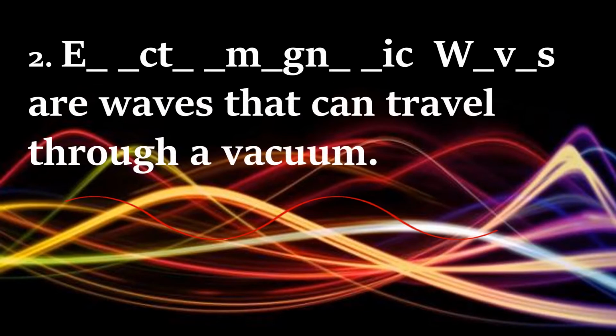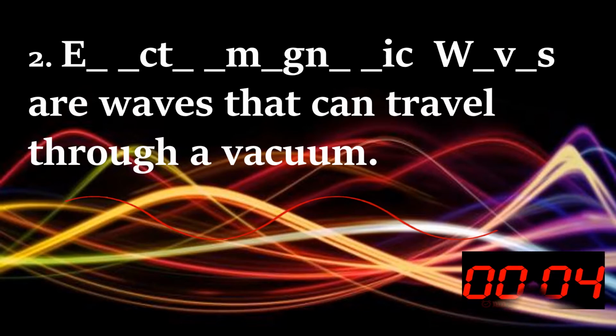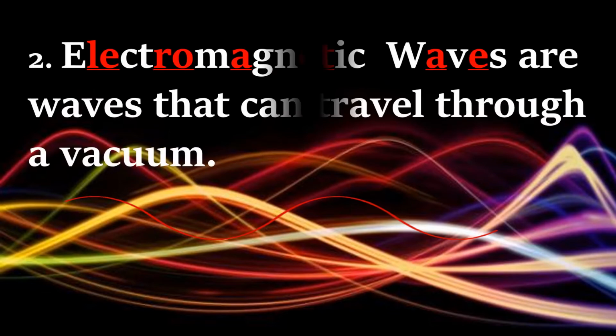Number 2. Look at the letters of the incomplete word. Are waves that can travel through a vacuum. Electromagnetic waves are waves that can travel through a vacuum. The correct answer is electromagnetic waves. Very good.